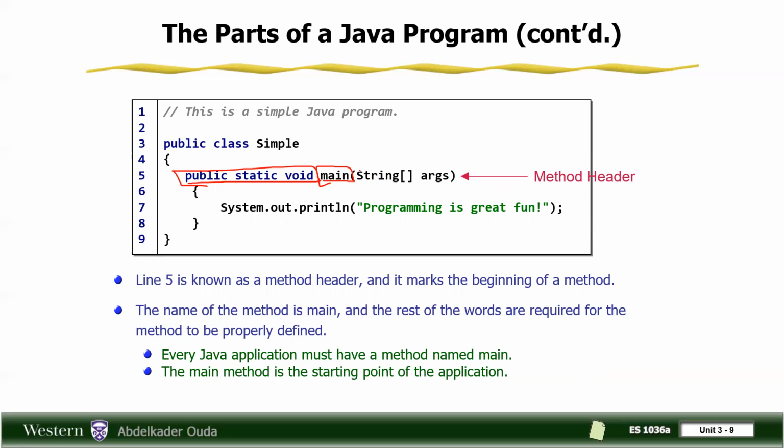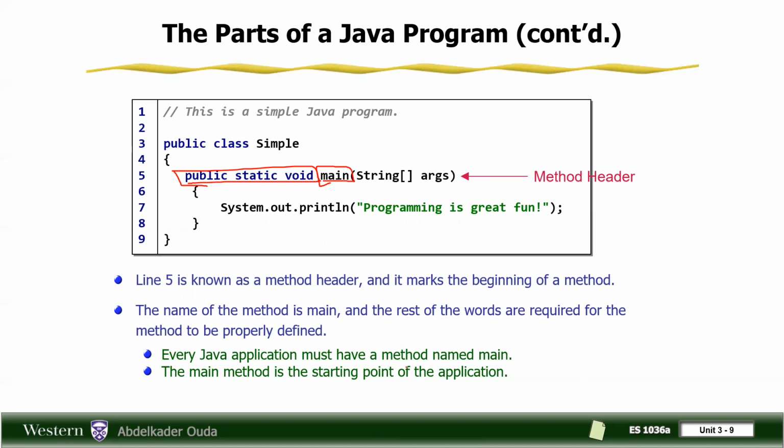This is the first line after the closing parenthesis of the argument, the function name or the method name. We call it main. We call it method header. So line 5 is known as the method header, and it marks the beginning of a method. The name of the method is main, and the rest of the words are required for the method to be properly defined.